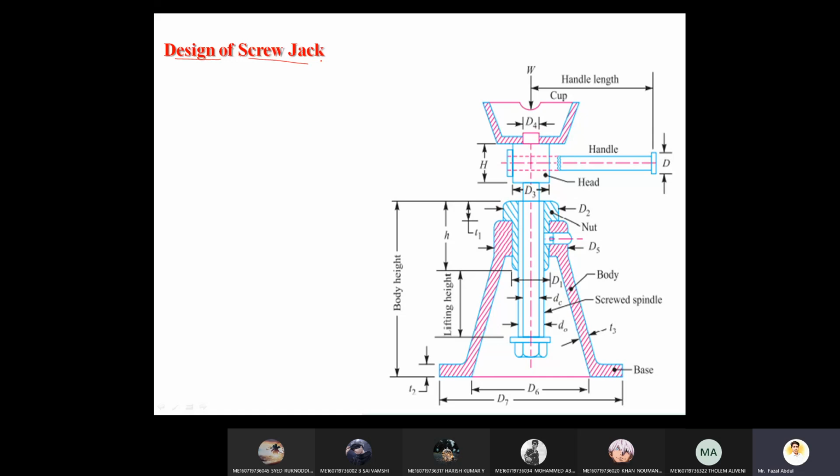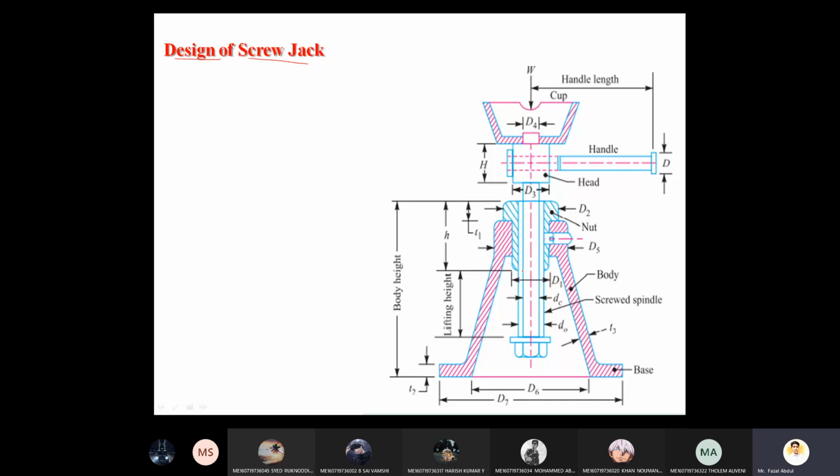In this, before designing, there are a few points you need to remember. First, the screwed spindle having square threads. This portion is the screwed spindle, and the shape of its thread form is square. Then the nut and a collar for the nut. This is one nut, and for this nut, one collar is there.